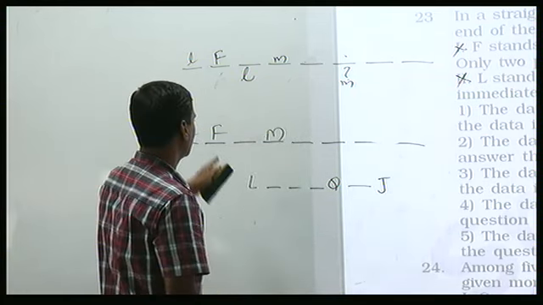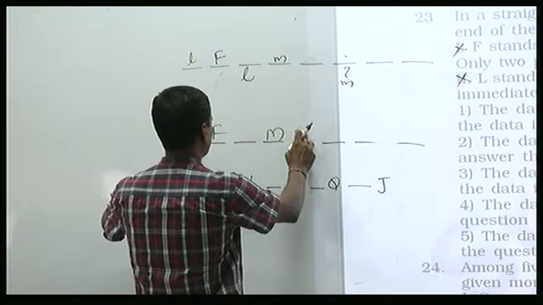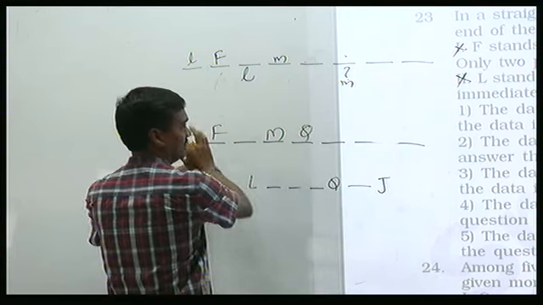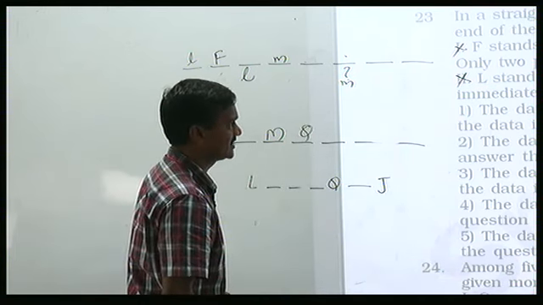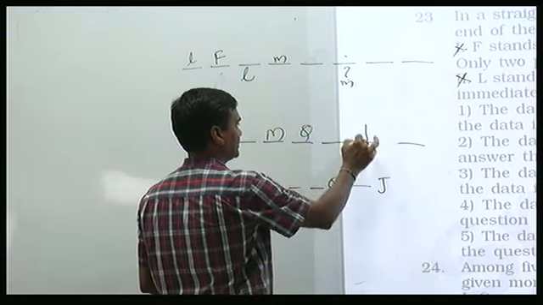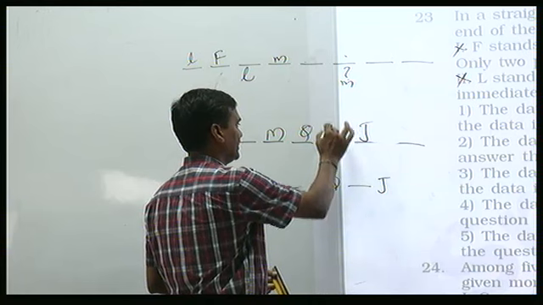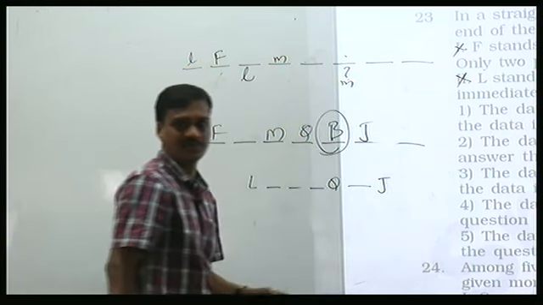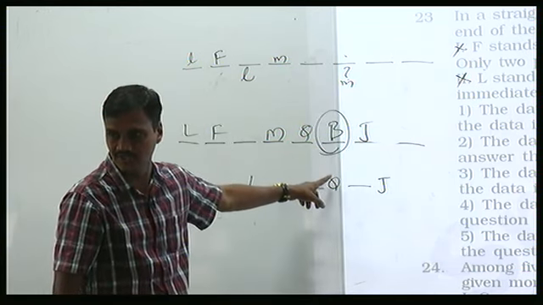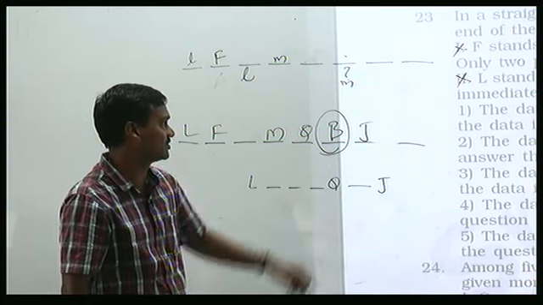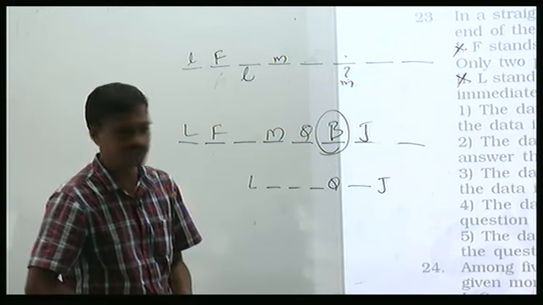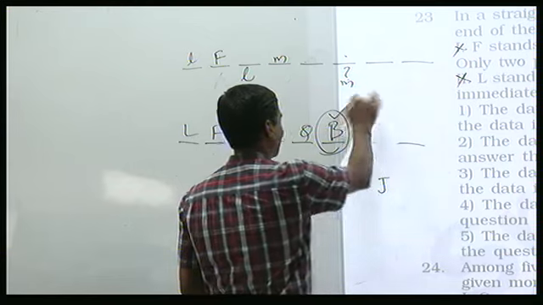And L stands 4th to the left of Q. L is 4th to the left of Q. Q must be here. 1, 2, 3, 4. Condition number 2. J stands second to the right of Q. And B stands to the immediate left of J. B is here. As B is here, am I getting a unique answer or not? Who is the person seated third from the right end? B is the person.